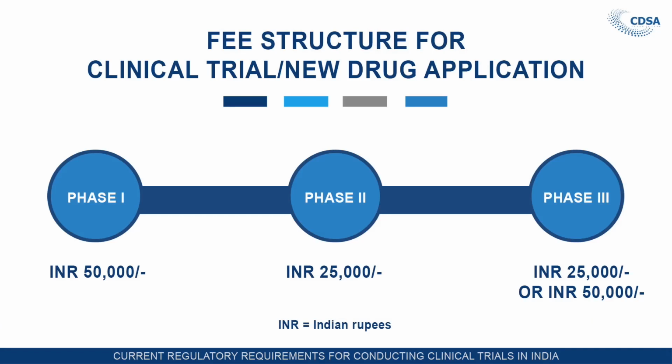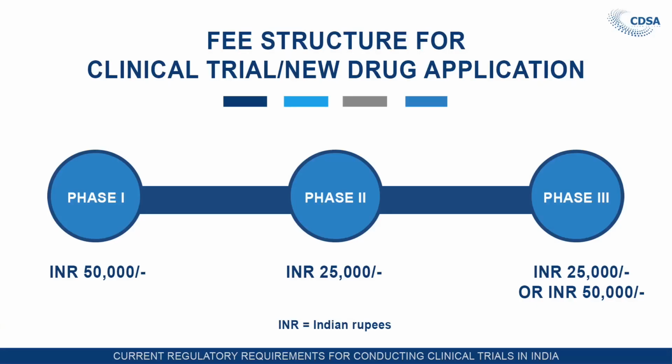Now let us see what are the fee requirements as per the Drugs and Cosmetics Act and rules thereunder. So this is the fee structure for clinical trial new drug application. If the drug has been discovered in India, it has to go through phase 1 and the fee for phase 1 is 50,000. Then phase 2 it is 25,000 and phase 3 is also 25,000.